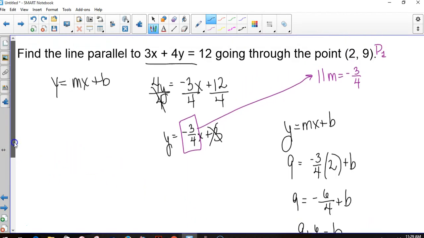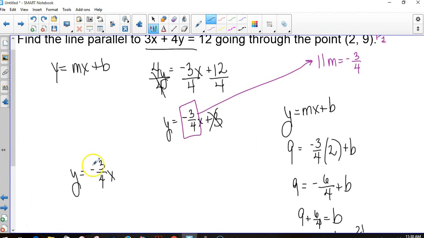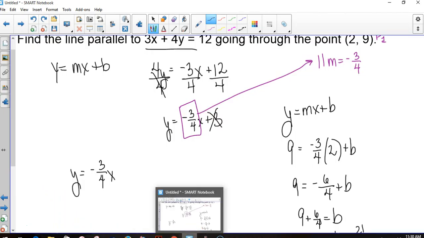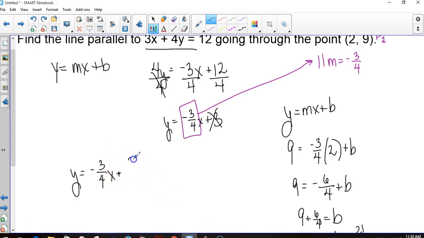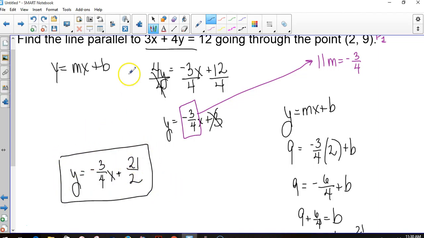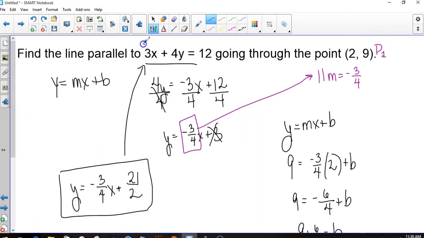So the equation of the line that's parallel to 3x plus 4y equals 12, that goes through that particular point, is y equals negative 3/4 x plus 21/2. Now this form is different than this form, right? This has x's and y's together. This is the y is isolated. We normally prefer to have the y isolated, but every once in a while they like it in this form, which is called standard form.